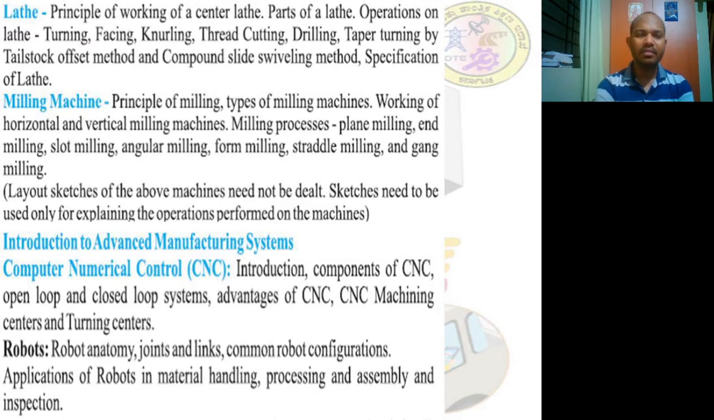Lathe is one of the major machine tools. Among all machine tools, lathe is the one which has been extensively used in all the industries and automobile sectors. So let us study what a lathe is, how it is used, and the principle of working of a center lathe. There are different types of lathes, out of which, as per your syllabus, only the center lathe is used. Then we will also study different parts of the lathe, and all the different operations that can be performed on the lathe.